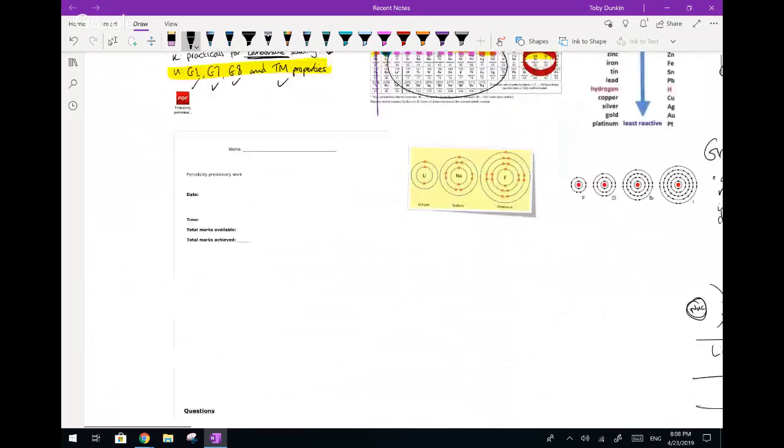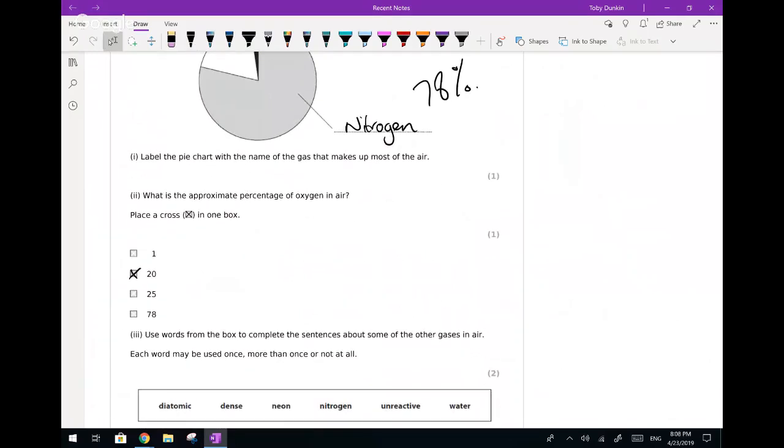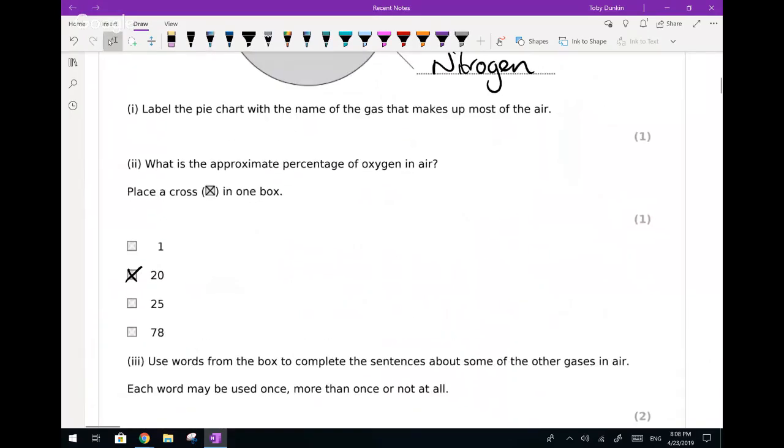Okay, let's drop into my preliminary work. So nitrogen, 78%, nice and easy. What is the approximate percentage of oxygen in the air? Guys, I ought to do a webinar just on oxygen.